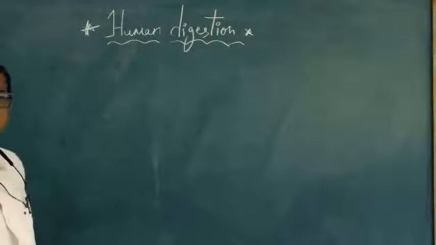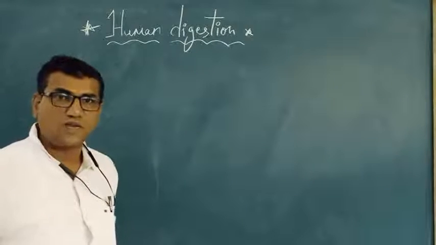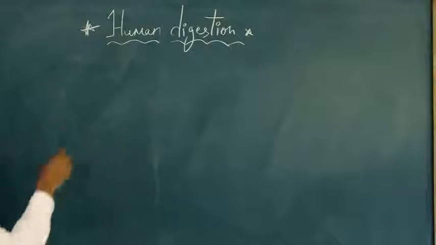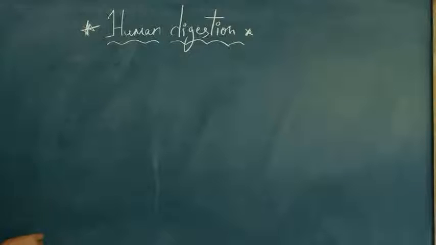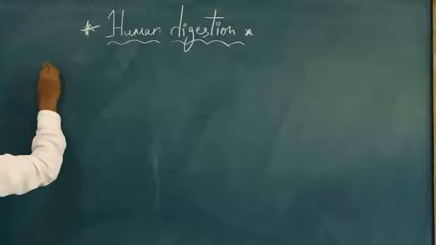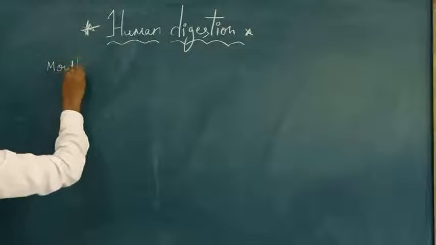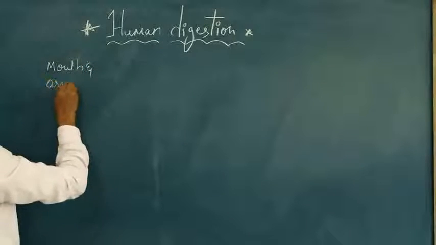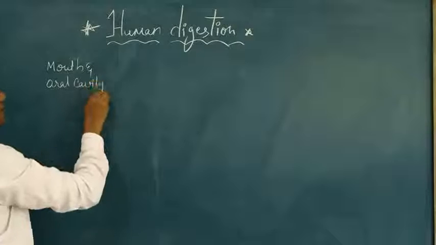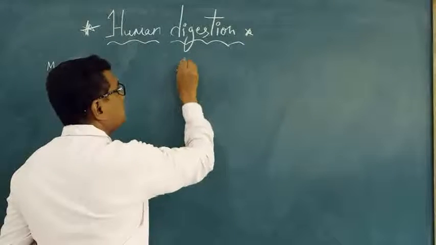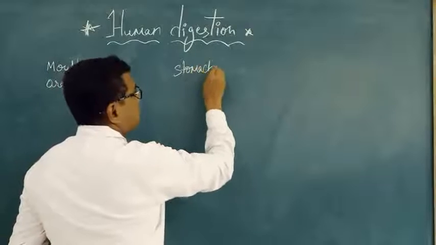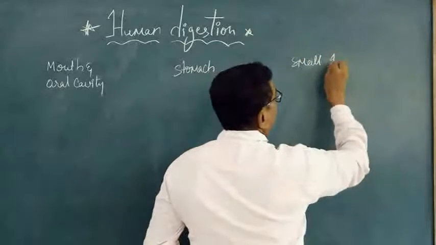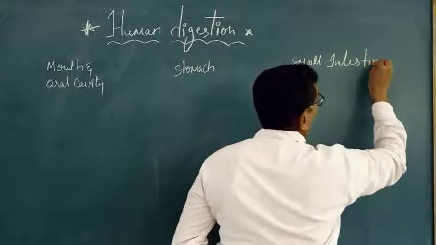In continuation to yesterday's topic, we will try to conclude the digestion today. In the process of digestion, we have discussed that three parts are essential: the first, the mouth or oral cavity; the second part is the stomach; the third part is the small intestine.